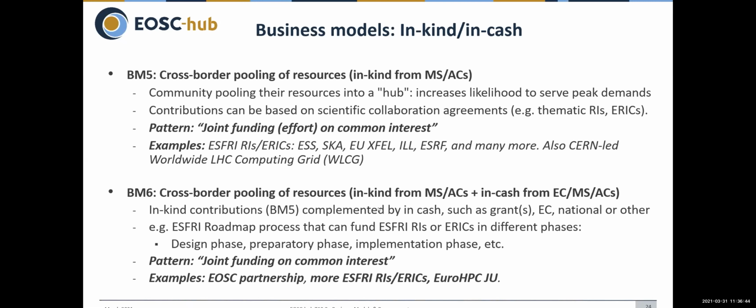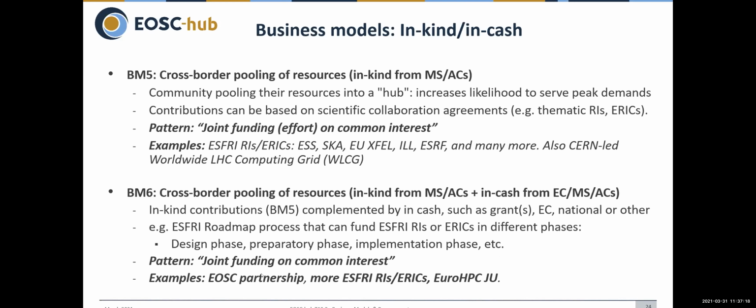BM6 is another variation, with cash from the Commission or from the member states. And again, a lot of ESFRIs are using this business model, or ERICs and so on. And ESFRIs have a roadmap process, and as part of this process, they get EC grants in cash. But of course, the countries, the member states and associated countries, also put a lot of money in cash for the construction of the RIs.